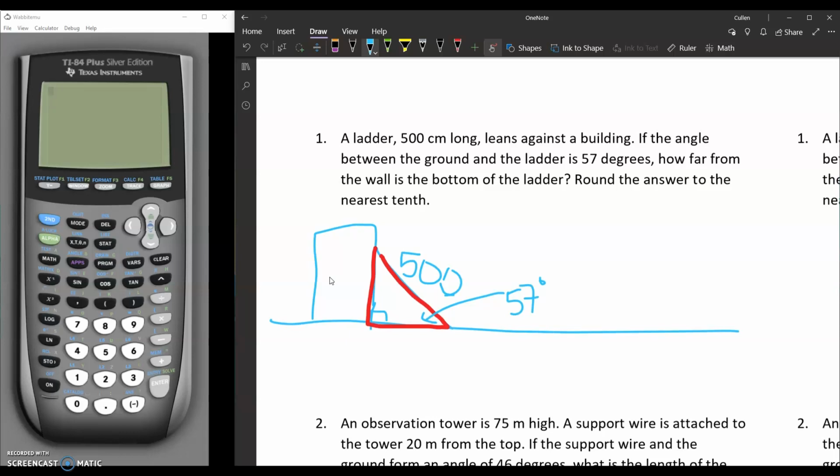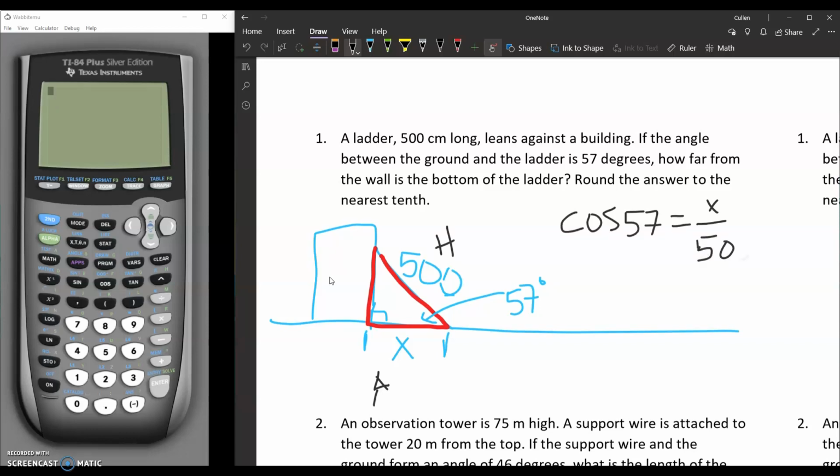So then what we need to do is put my variable somewhere. What does it want me to solve for? It wants to know how far from the wall is the bottom of the ladder. So here's the wall, here's the bottom of the ladder. It's asking us to find this bottom side right here. Okay, so all I'm going to do is set up a ratio, and then let me label my sides. So I have the adjacent down here at x, and I have the hypotenuse up here at 500. So that means I'm going to be using cosine. So I'm going to do cosine of 57, your angle, set it equal to the adjacent side, which is x, over the hypotenuse, which is 500.